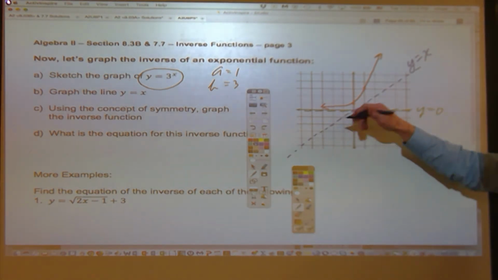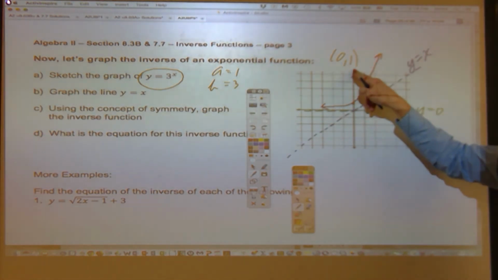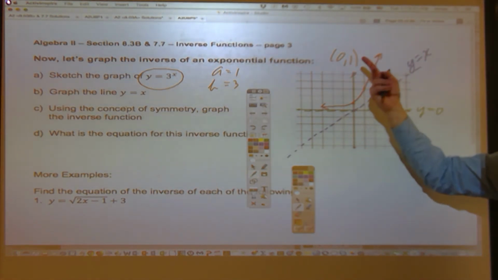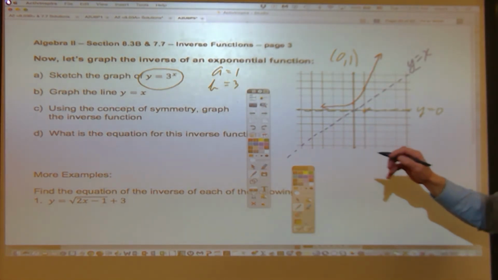But 0, 1, think of that as Dan, Eddie. When you flip it, you have to go Eddie, Dan. So instead of 0, 1, it's 1, 0.